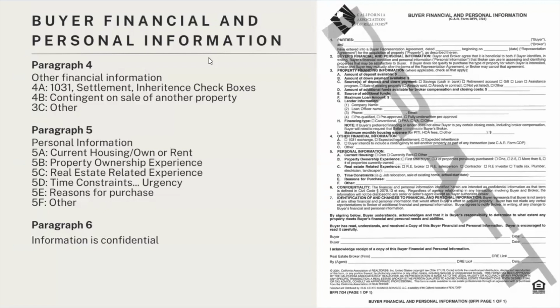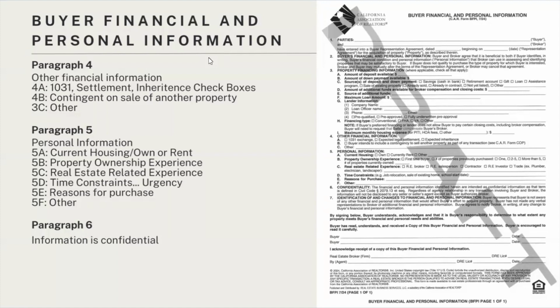Okay, paragraph 4, other financial information. So whether or not they are doing a 1031 exchange, settlement, inheritance, there are check boxes available if they want to identify if there's something special about the transaction. Paragraph 4B, whether or not it is contingent upon the sale of another property. So you would incorporate the COP in that, have a conversation about how that works in the transaction. And then paragraph 3C, if there's something else that they need to provide as far as information, then you have the ability to provide that.